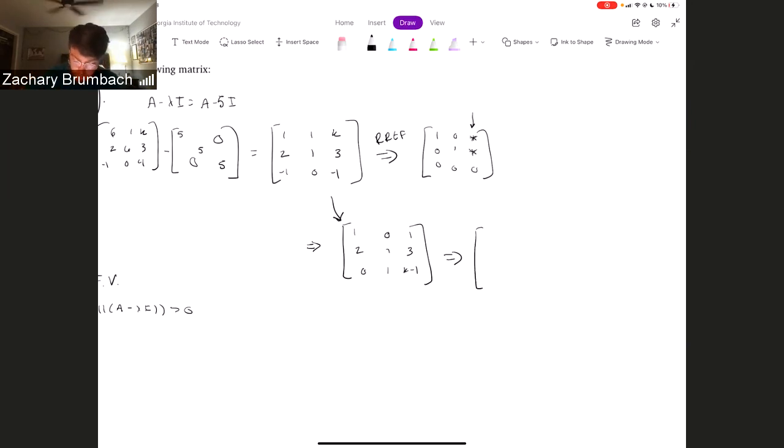So from here, we row reduce again. 1, 0, 1. We're trying to get rid of this 2. So how do we do that? We do R2 minus 2 R1. So that'll be 0, 0, and what's that? 3 minus 1, 2? No, that's just 1. I got that wrong. Minus here, that's not 0. So 0, 1, k minus 1. So we're here right now, and we want it to look like this.